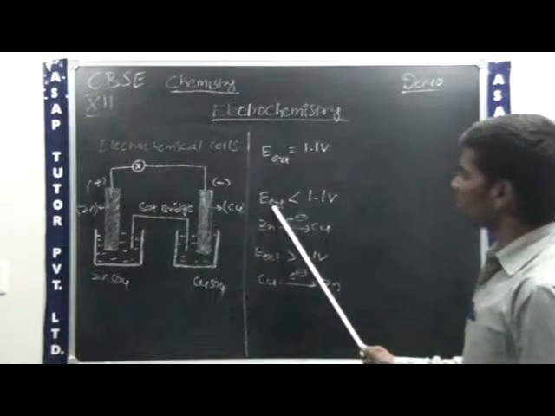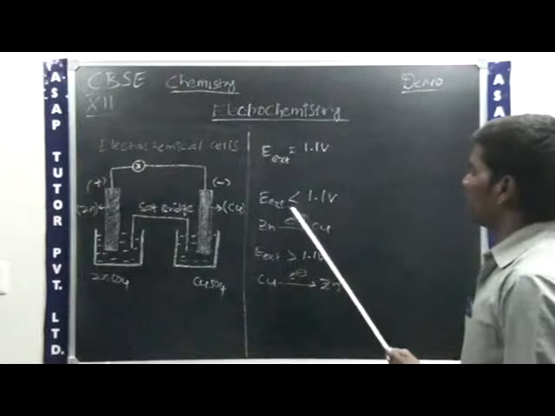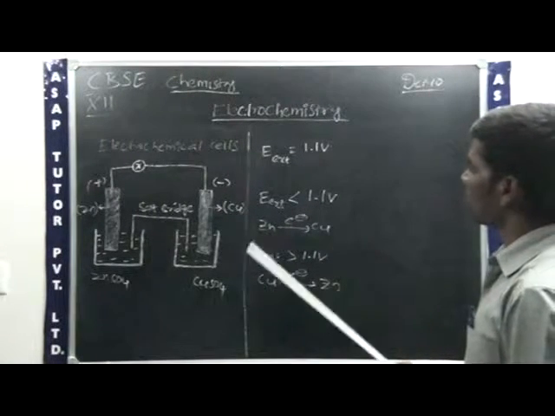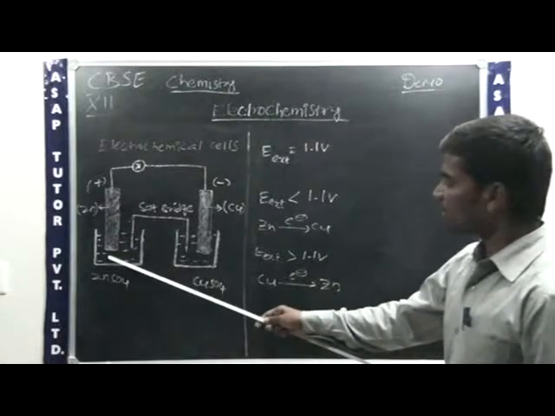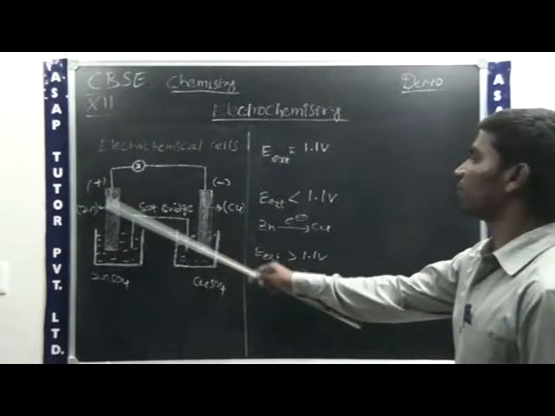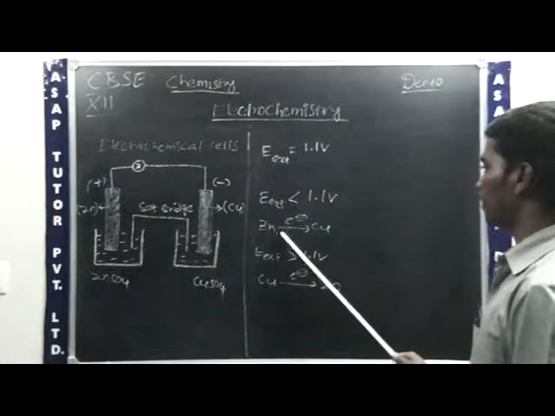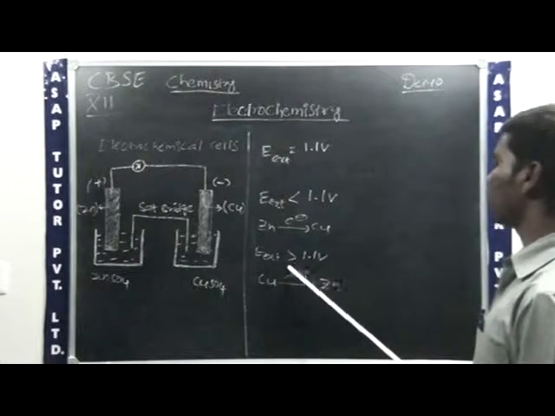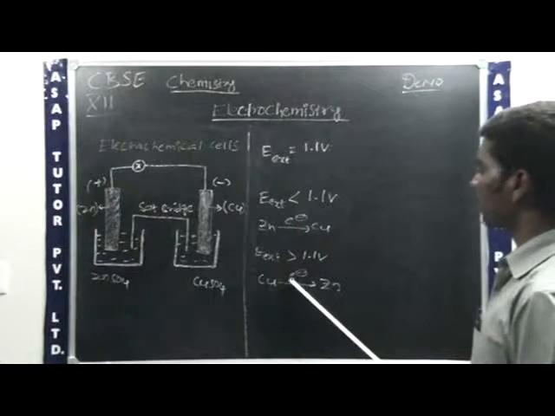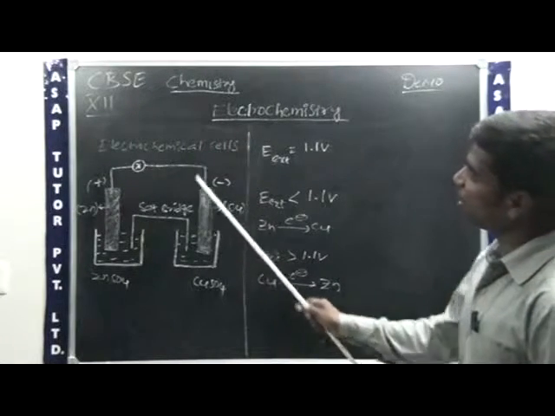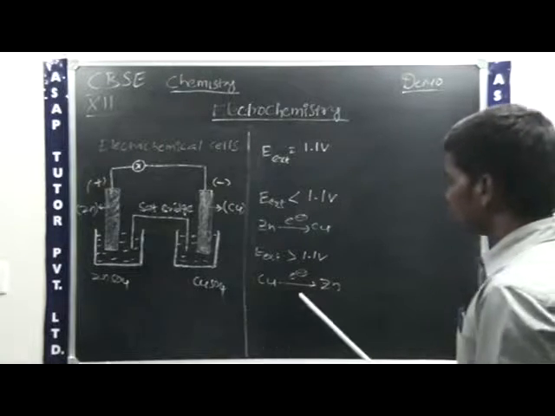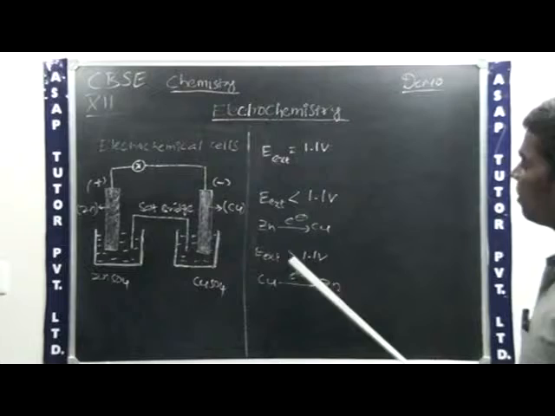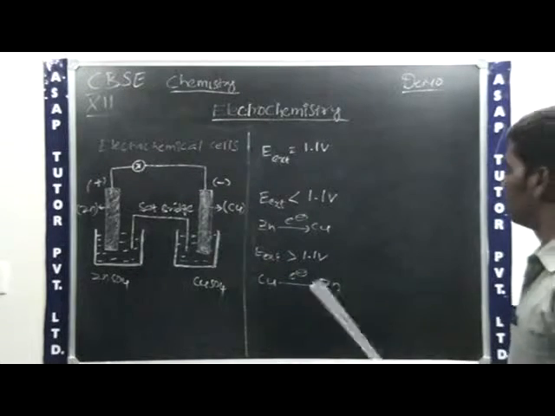When the external potential difference is less than 1.1 volts, the electrons transfer from zinc to copper. If the external potential is more than 1.1 volts, the electrons transfer to zinc rather than copper. This is called opposing external potential. This is complete.